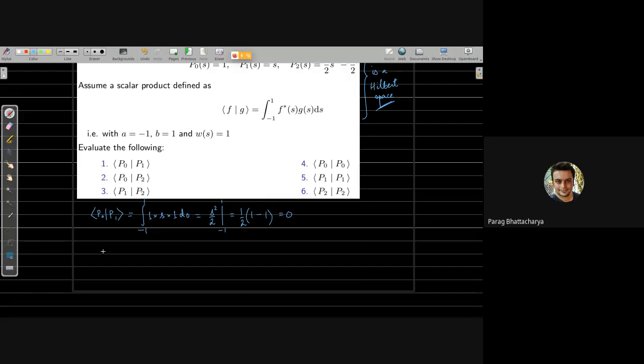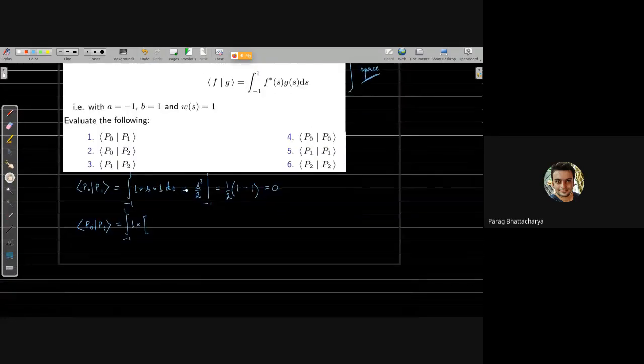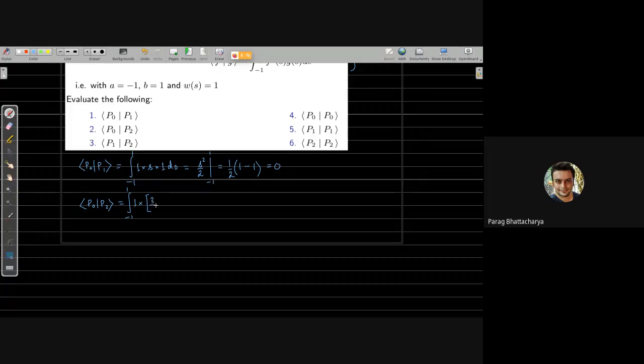What about P0, P2? Let's try P0, P2. What will this be? -1 to +1. What is P0? P0 is again 1. What is P2? P2 is 3 by 2 S square minus half. Okay, P2 is 3 by 2 S square minus half. W is 1 into ds.